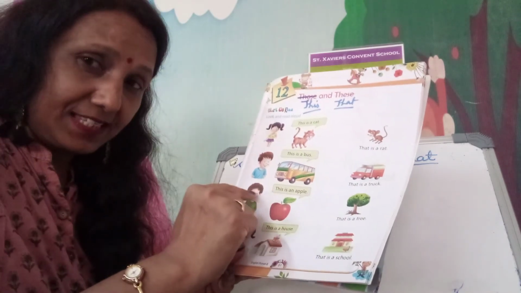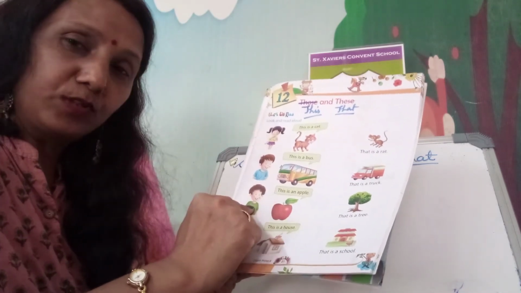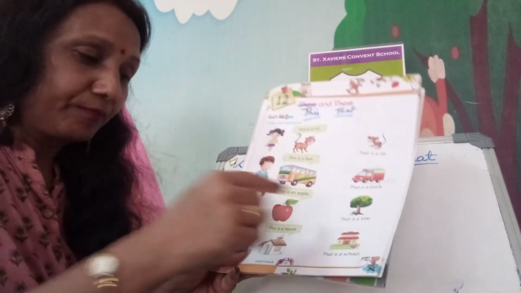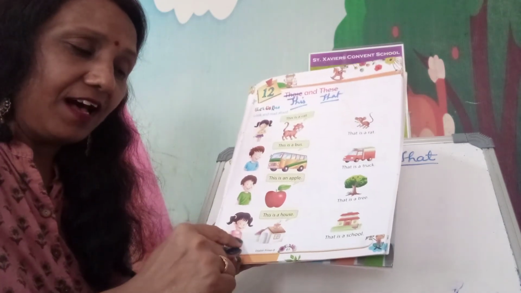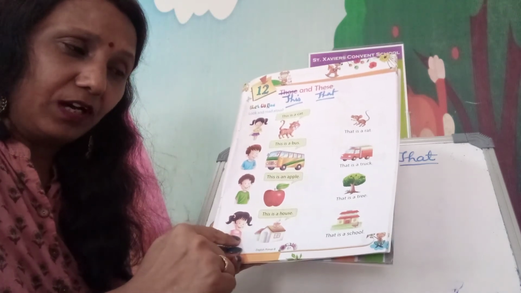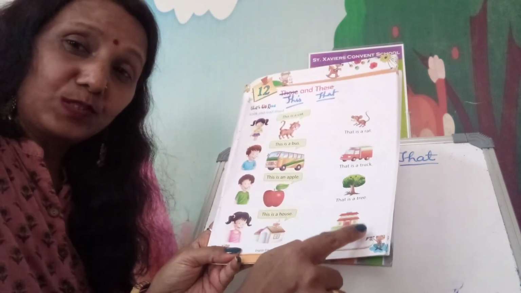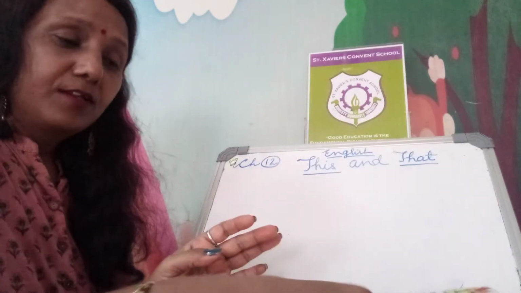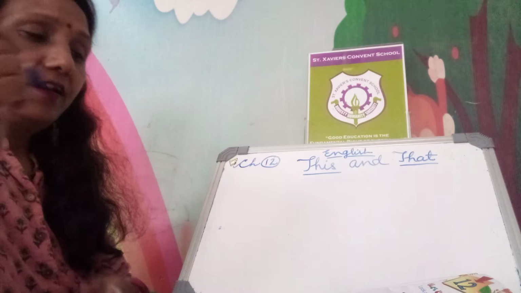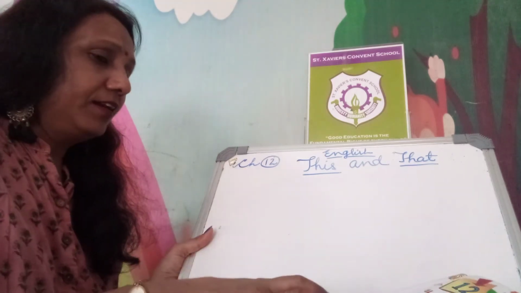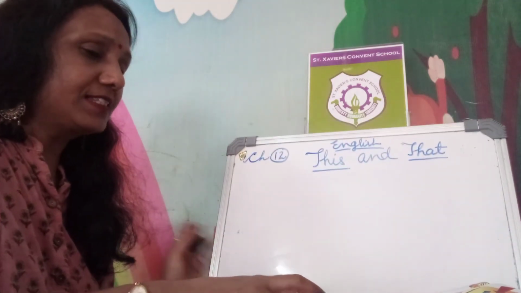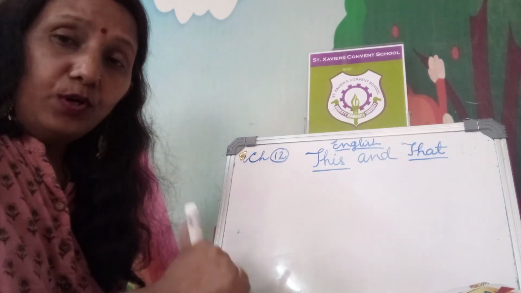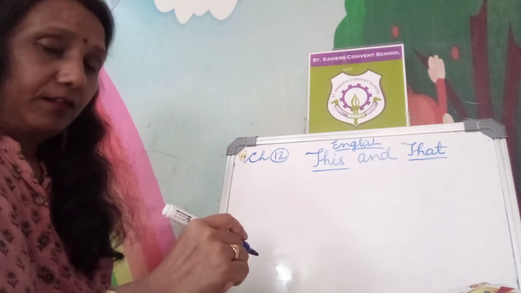The boy is saying this is an apple. That apple is near to the boy. And that one is a tree. The tree is far from the boy. Now the girl is saying this is a house. The house is near to the girl. And that is a school. The school is far from the girl, so it's not near. So things which are near to you are called this thing. Things far from you are called that thing.